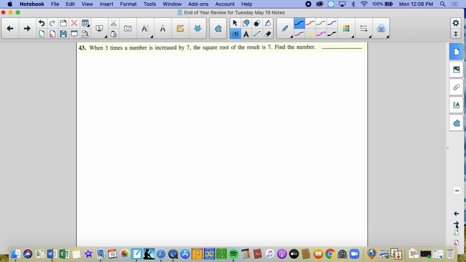Let's look at the word problem. When 3 times a number is increased by 7, the square root of the result is 7. Find the number. So when 3 times a number is increased by 7, the square root of the result is 7. So here's our example. Here's what we would transcribe that to.